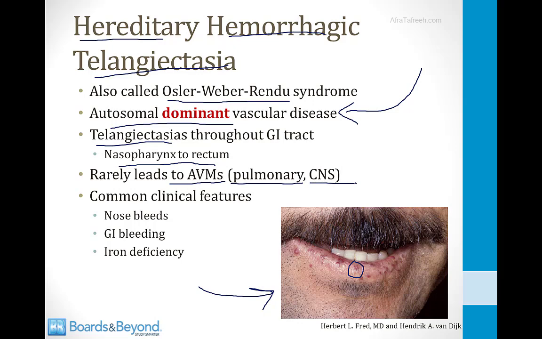Common clinical features of hereditary hemorrhagic telangiectasia are nosebleeds, GI bleeds, and iron deficiency anemia, and this is all from the blood loss of these multiple telangiectasias throughout the GI tract.